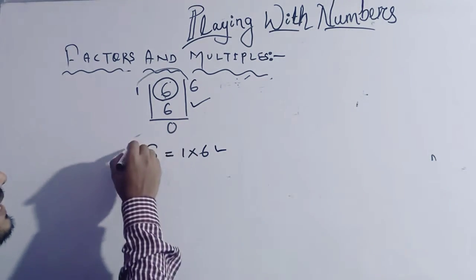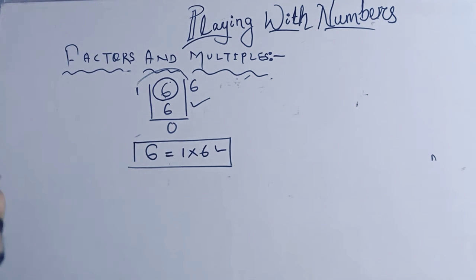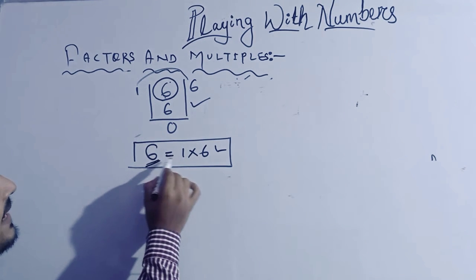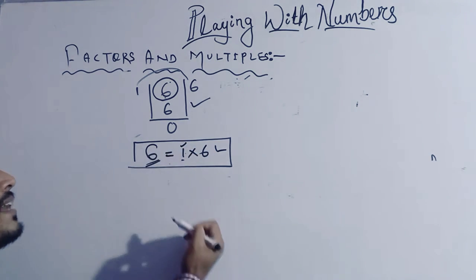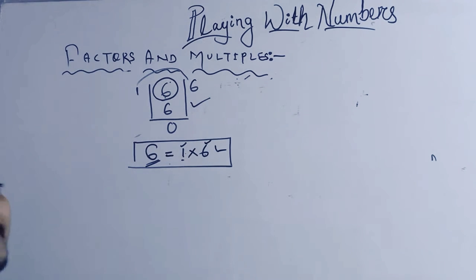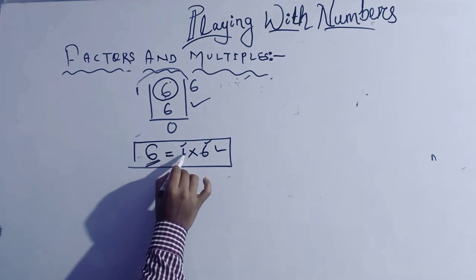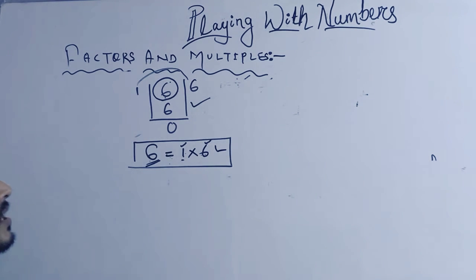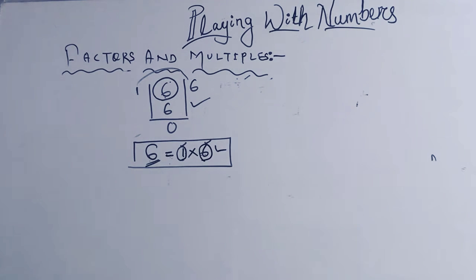Understood? Writing this is the same as writing this. This is the divisor, and this is called the multiplication facts. Whenever I write one number as the product of two numbers, it means 100% this number can divide it, and this number can also divide it. This is the divisor, this is the quotient. Another thing to remember: whenever a number is expressed as the product of two or more numbers, these numbers are called factors, and the process is called factorization.